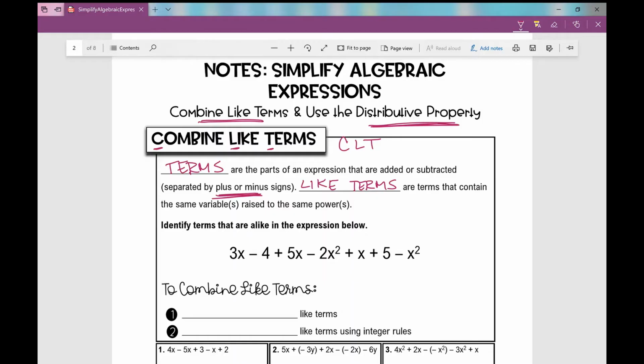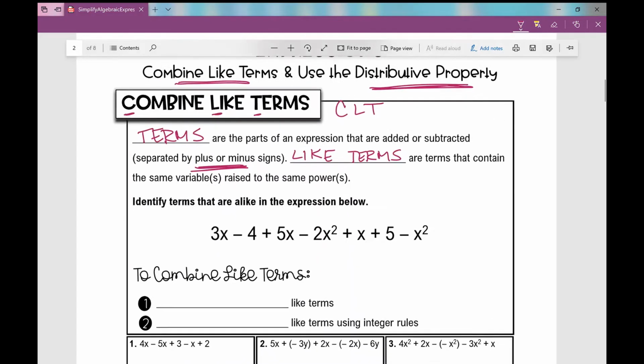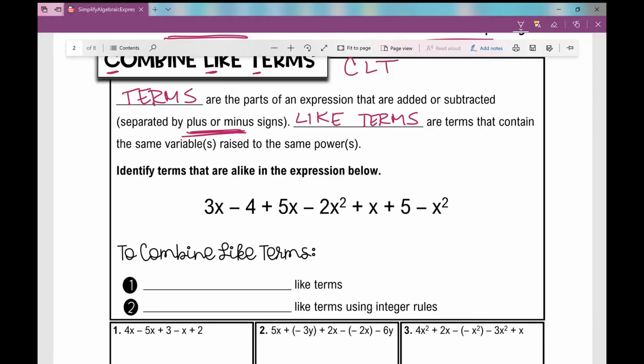I have 3x minus 4 plus 5x minus 2x squared plus x plus 5 minus x squared. So if I want to identify terms that are alike, I like to say they have the same last name. So they're the terms that contain the same variables raised to the exact same powers. So let's look at 3x. I'm going to circle 3x, and then I'm going to circle every term that is like 3x.